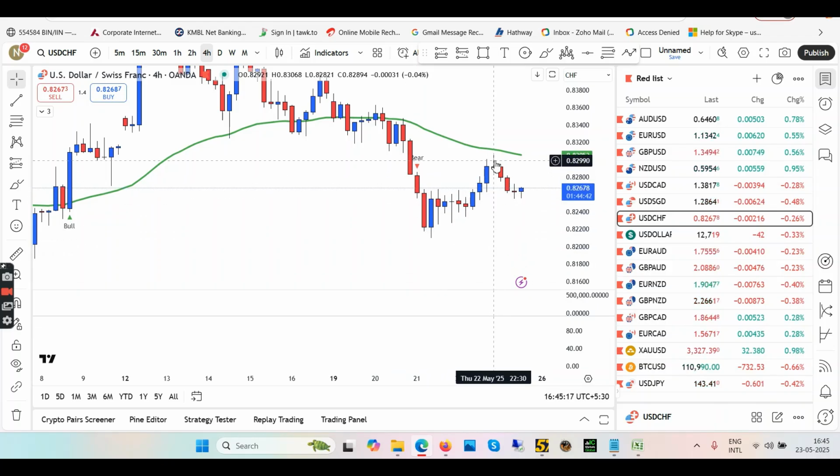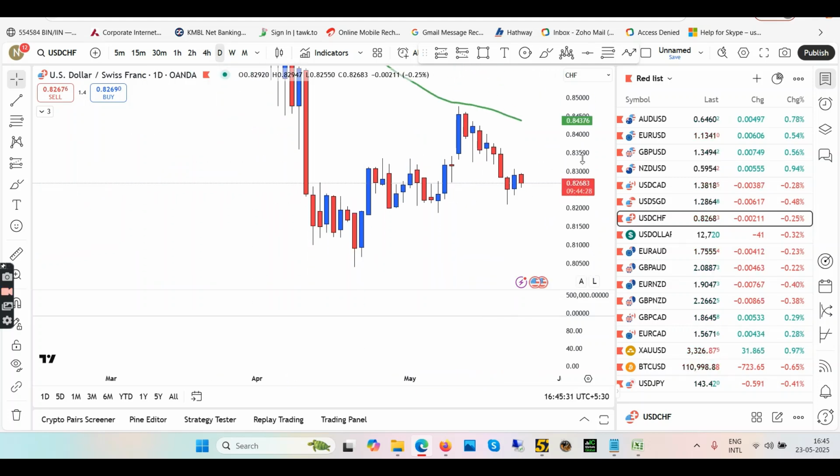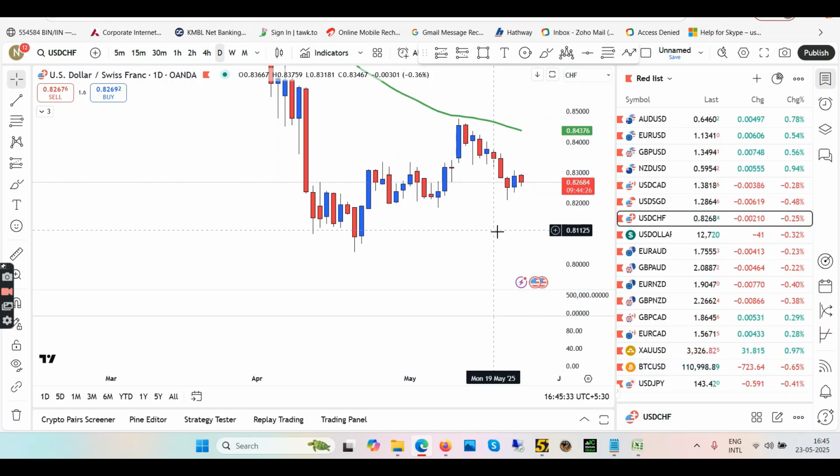So we had this pullback, then we have two red candles eating previous blue candles. So technically we're supposed to go down and maybe take down this previous low. Okay, so look for shorts in USD CHF. Otherwise you have many pairs to trade from Euro USD, GBP USD and others.